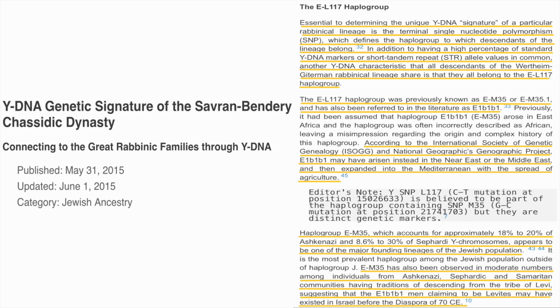Haplogroup E-M35, which accounts for approximately 18 to 20% of Ashkenazi and 8.6 to 30% of Sephardi Y-chromosomes, appears to be one of the major founding lineages of the Jewish population. E-M35 has been observed in moderate numbers among individuals from Ashkenazi, Sephardic, and Samaritan communities having traditions of descending from the tribe of Levi, suggesting that the E1B1B1 men claiming to be Levites may have existed in Israel before the diaspora of 70 CE.